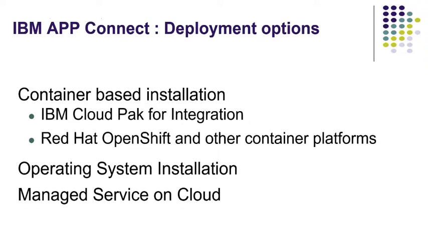These are the different deployment options, which you have already seen. We have container-based installation, then operating system installation, and then the managed service on cloud. When you're talking about container-based installation, we are talking about IBM Cloud Pak for Integration, a single unified platform which will help you install your IBM App Connect. Or you can install on Red Hat OpenShift or any other container platform like Kubernetes, or you can have your Docker images.